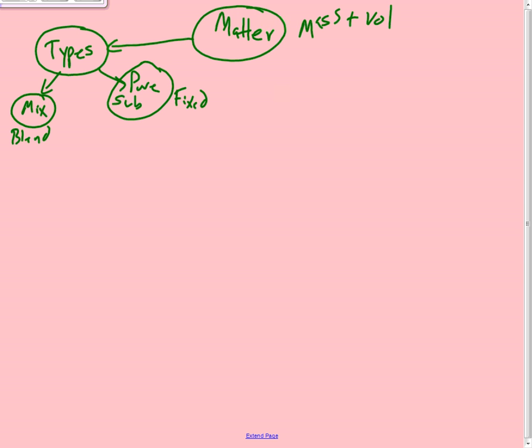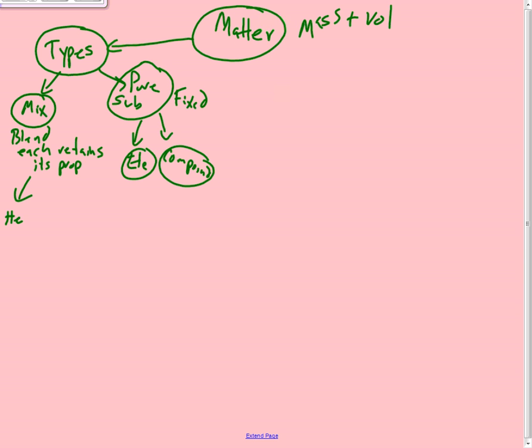And in this blend, each substance retains its properties and identities, right? And we could break down pure substances into elements and compounds, and we could break mixtures up into hetero and homogeneous, where homogeneous is a uniform composition and a heterogeneous would be a non-uniform composition.